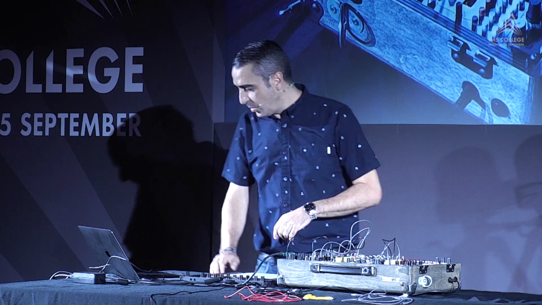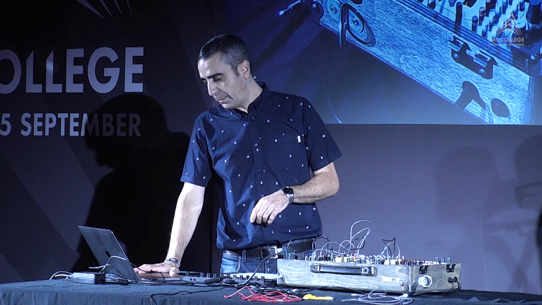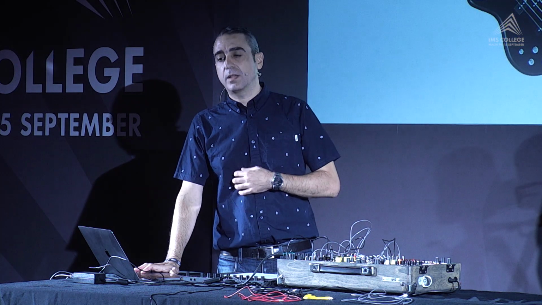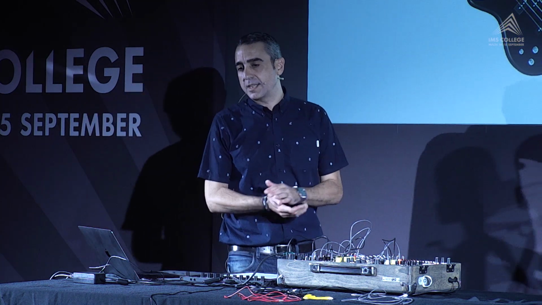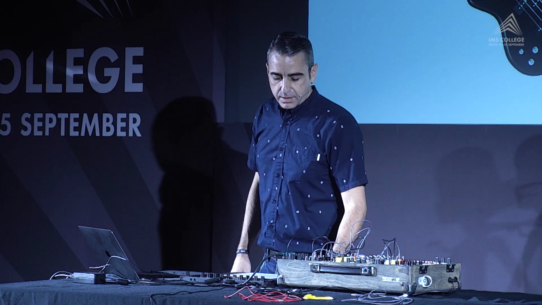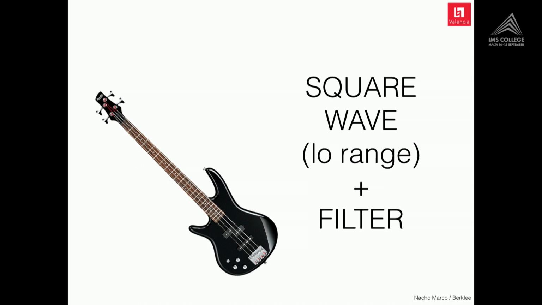Okay, so let's continue with the next patch. Can we move back? Okay, thank you. Next patch is the bass. For the bass, since we are producing some sort of deep house here, we're going to use a square wave, which is the most common, at least in the old school type of deep house tracks. We're going to use a low range, obviously, because we are designing a bass type of sound, and a filter.